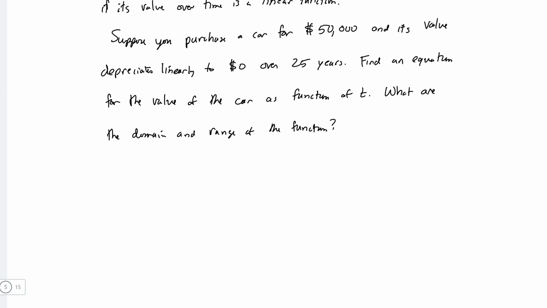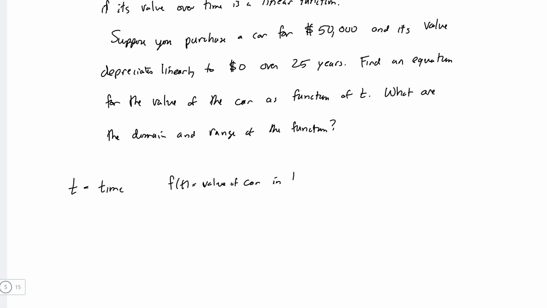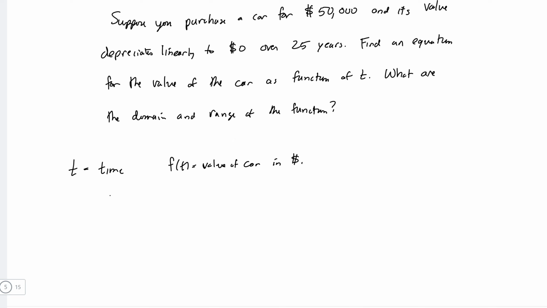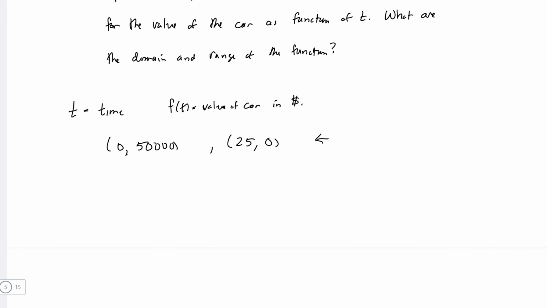Okay, so the first thing to know is we have two data points here. If t is measured in years, and let's say f of t is the value of the car in dollars, we know that at time 0, we have $50,000. And we know after 25 years, the value is 0. So that gives me 2 points on the line.